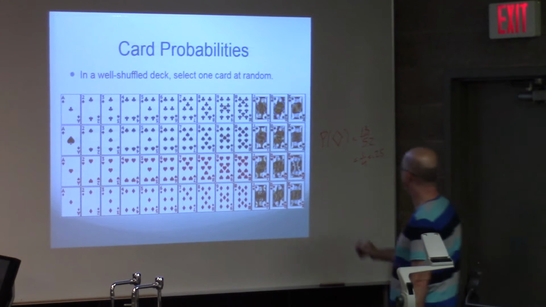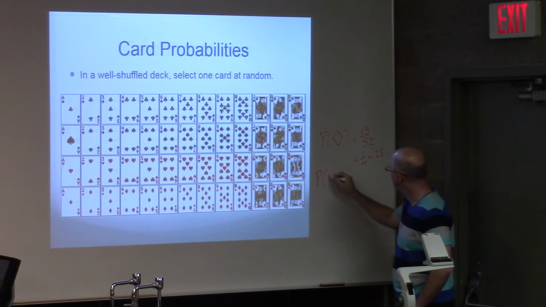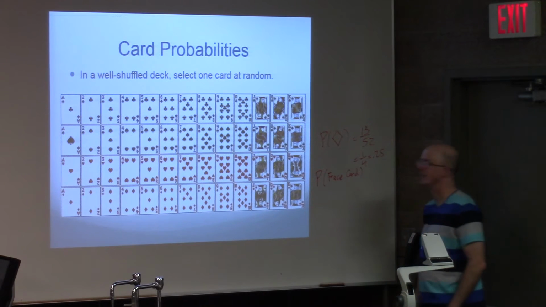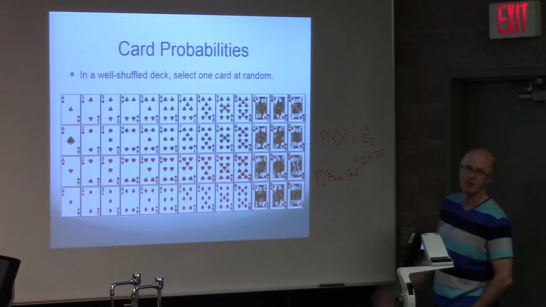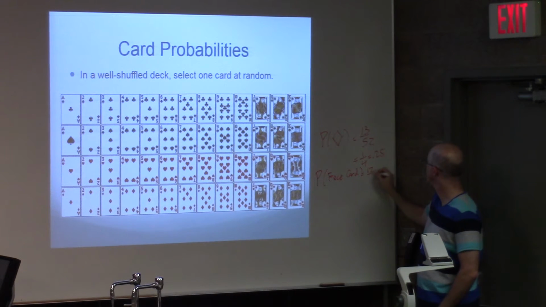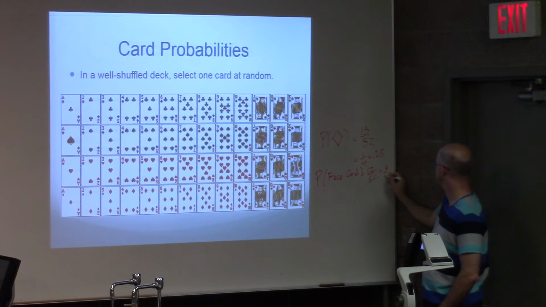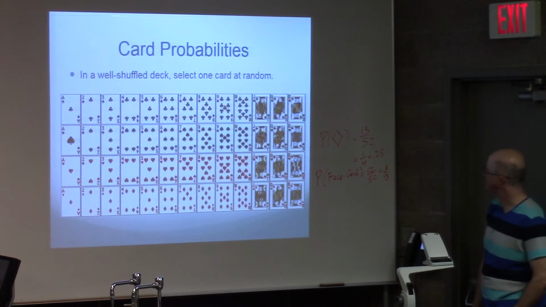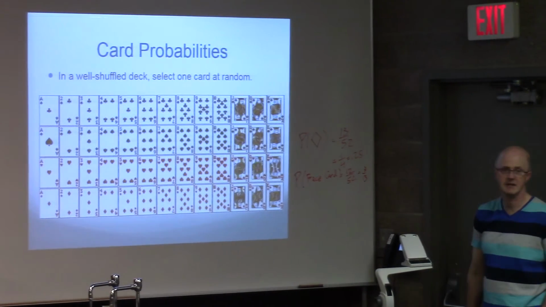I could ask, what's the probability of getting a face card? These are the face cards. How many of them are there? There's 12. 3 times 4. That's going to be 12 out of 52. That can be reduced to 6/26 or 3/13, which is a little smaller than 0.25. A little smaller than the 1 in 4 chance of getting a diamond.